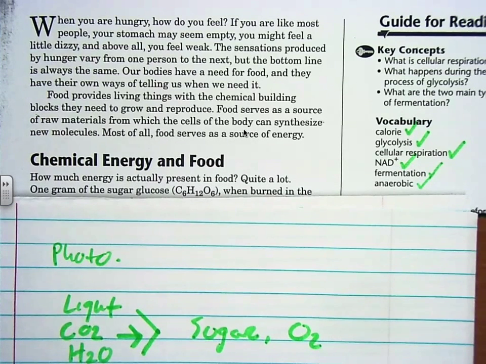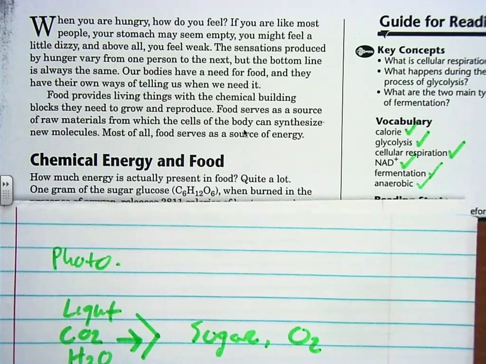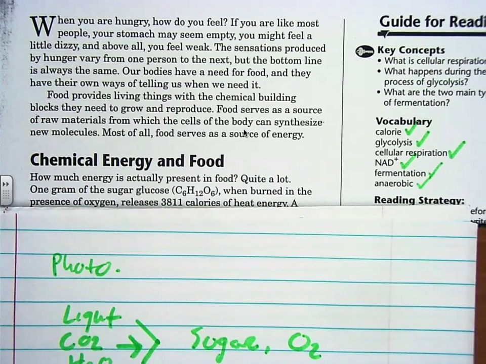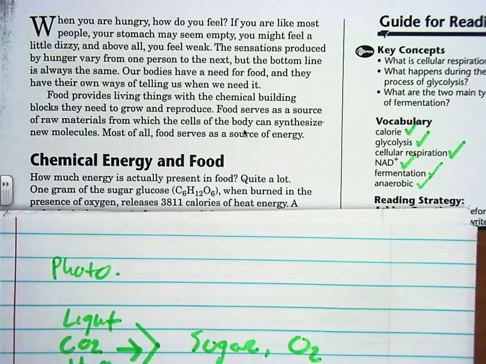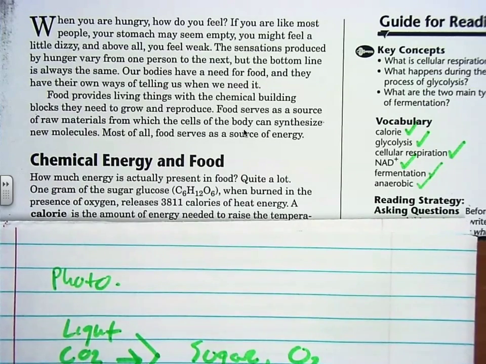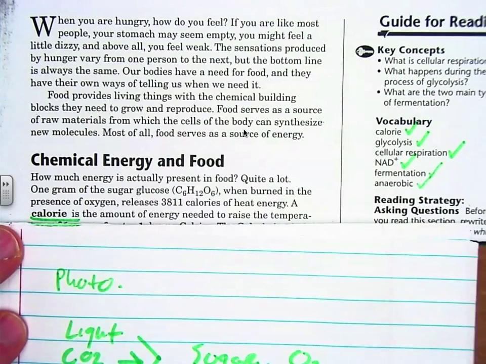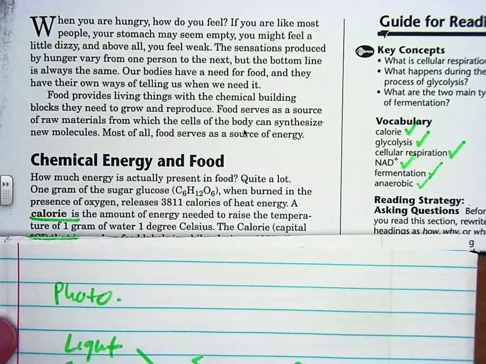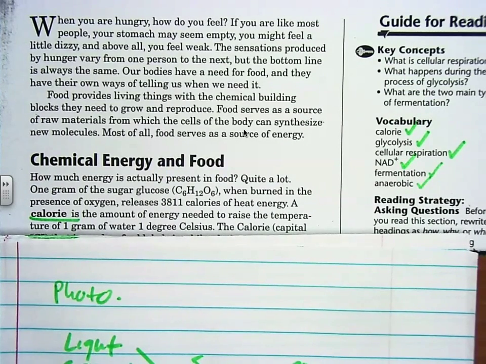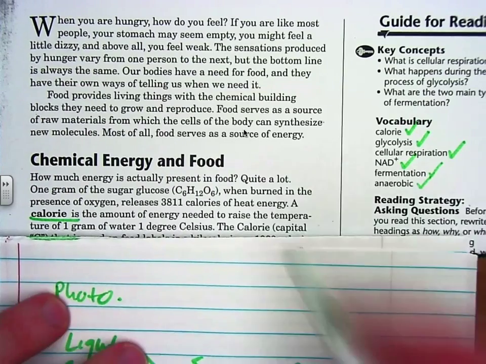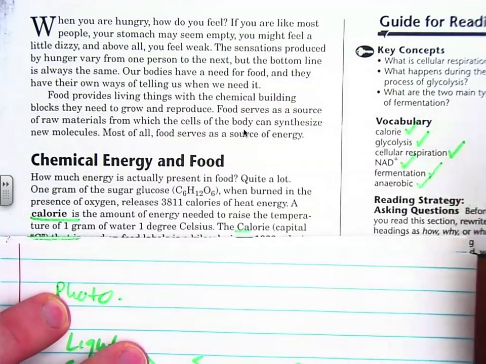Quite a lot. 1 gram of the sugar glucose, C6H12O6, when burned in the presence of oxygen, releases 3,811 calories of heat energy. A calorie, vocab word, is the amount of energy needed to raise the temperature of 1 gram of water 1 degree Celsius. The Calorie, capital C, and this is a big important difference.